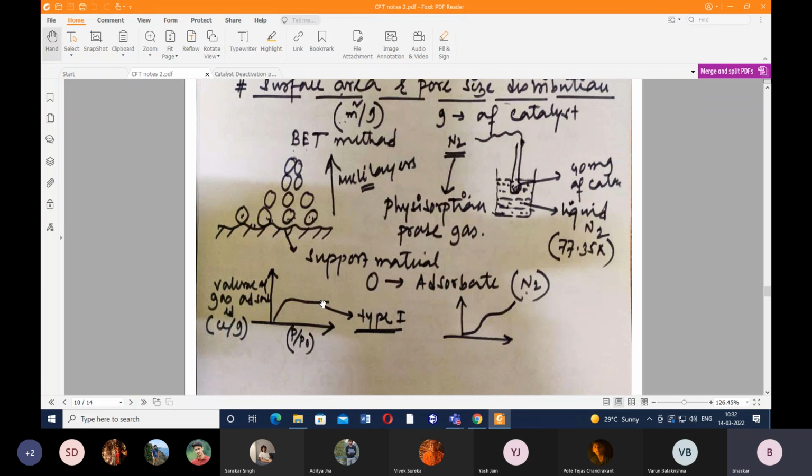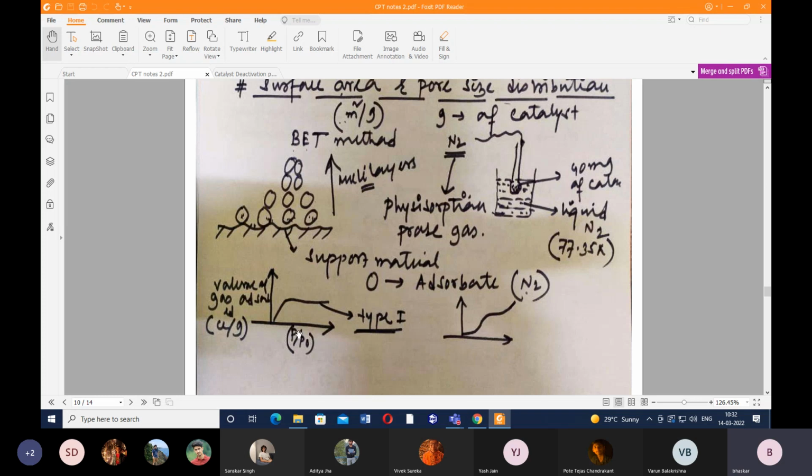So type 1 adsorption isotherm is valid for activated carbon based materials. Like suppose we are using activated carbon fibers, activated carbon, activated carbon microbeads. For those materials, the type 1 adsorption isotherm is valid. Okay, so let me tell you again. So this is type 1 adsorption isotherm.